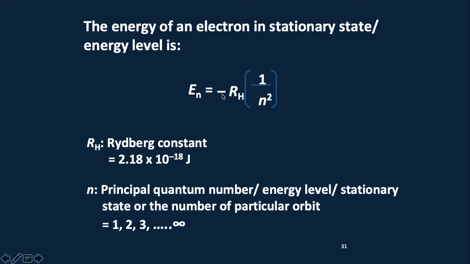The value here is negative because when n is infinity, it means that the electron is already removed from the orbit of the atom. So when n is equal to infinity, E infinity is 0. So all other energies, when n is below infinity, must be negative. That's why the equation is negative.